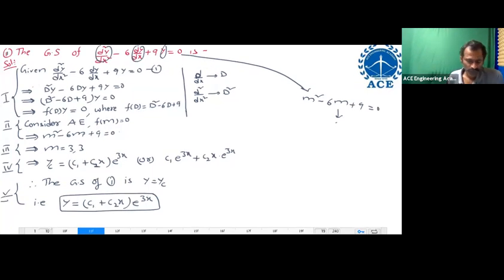But in the examination, we never do all these steps. Just write the auxiliary equation, solve it for roots, and based on the roots, choose the answer directly. That's it. With this, I close this session. We continue in the next class.